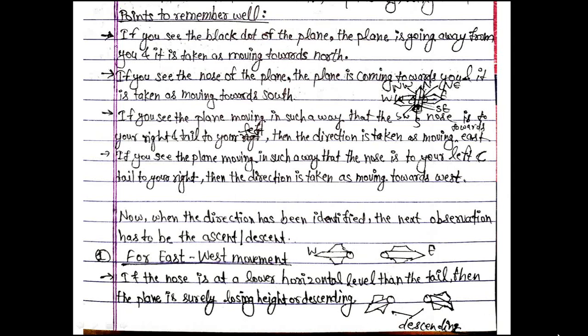If the nose is at a lower horizontal level than the tail, then the plane is surely losing height or descending, since this is the horizontal level and this nose is below the horizontal level. Here this is for the west and this one for the east. It means your aircraft is descending, it is losing height.